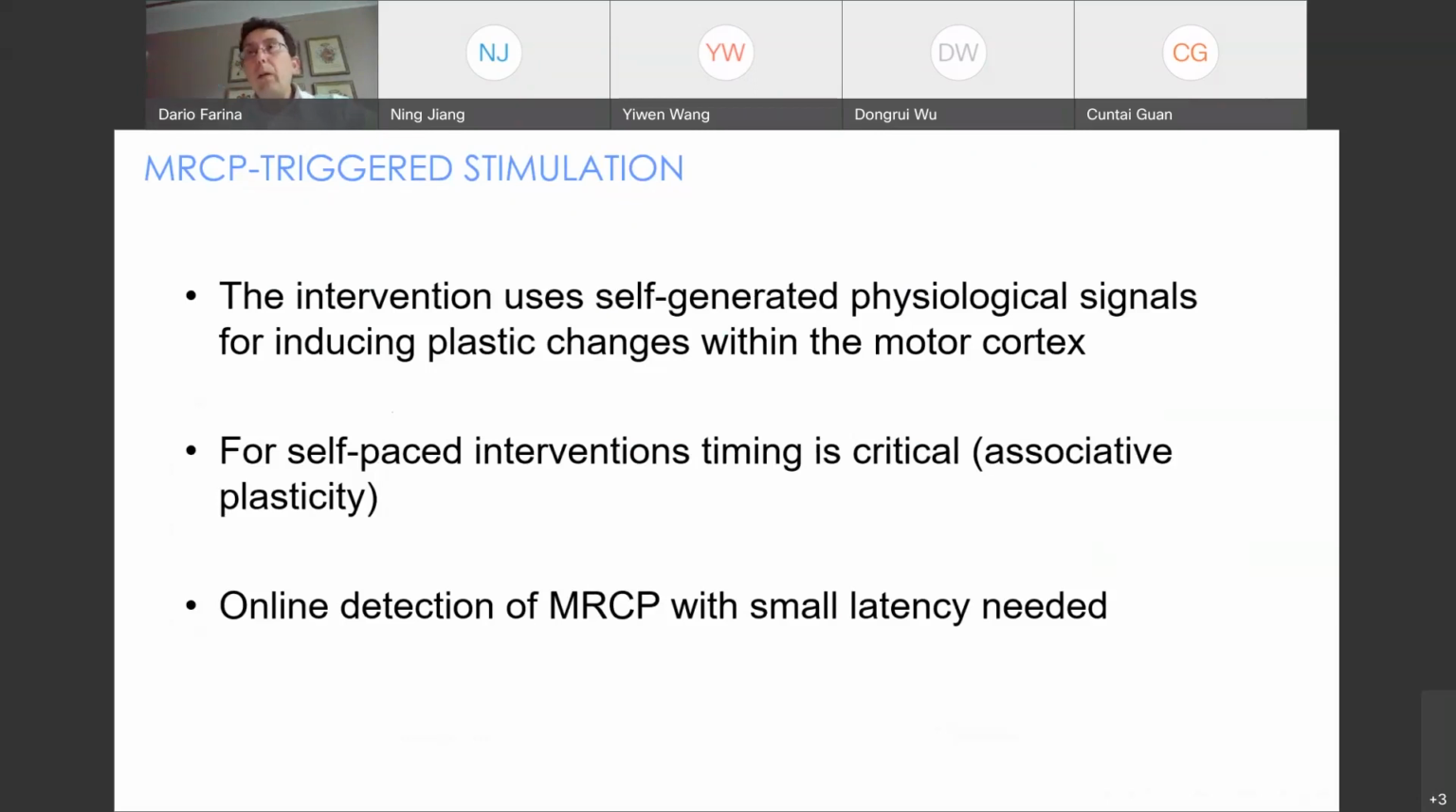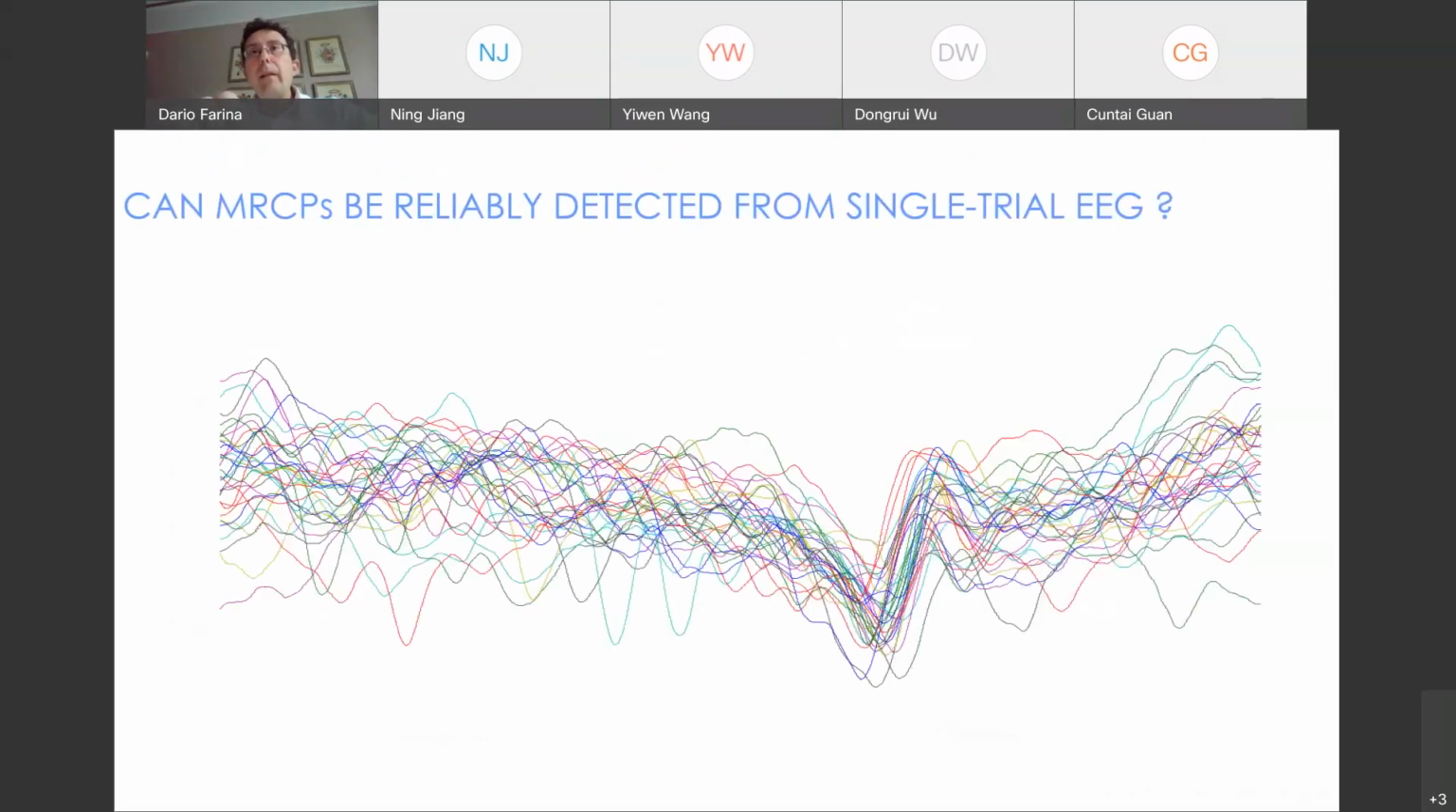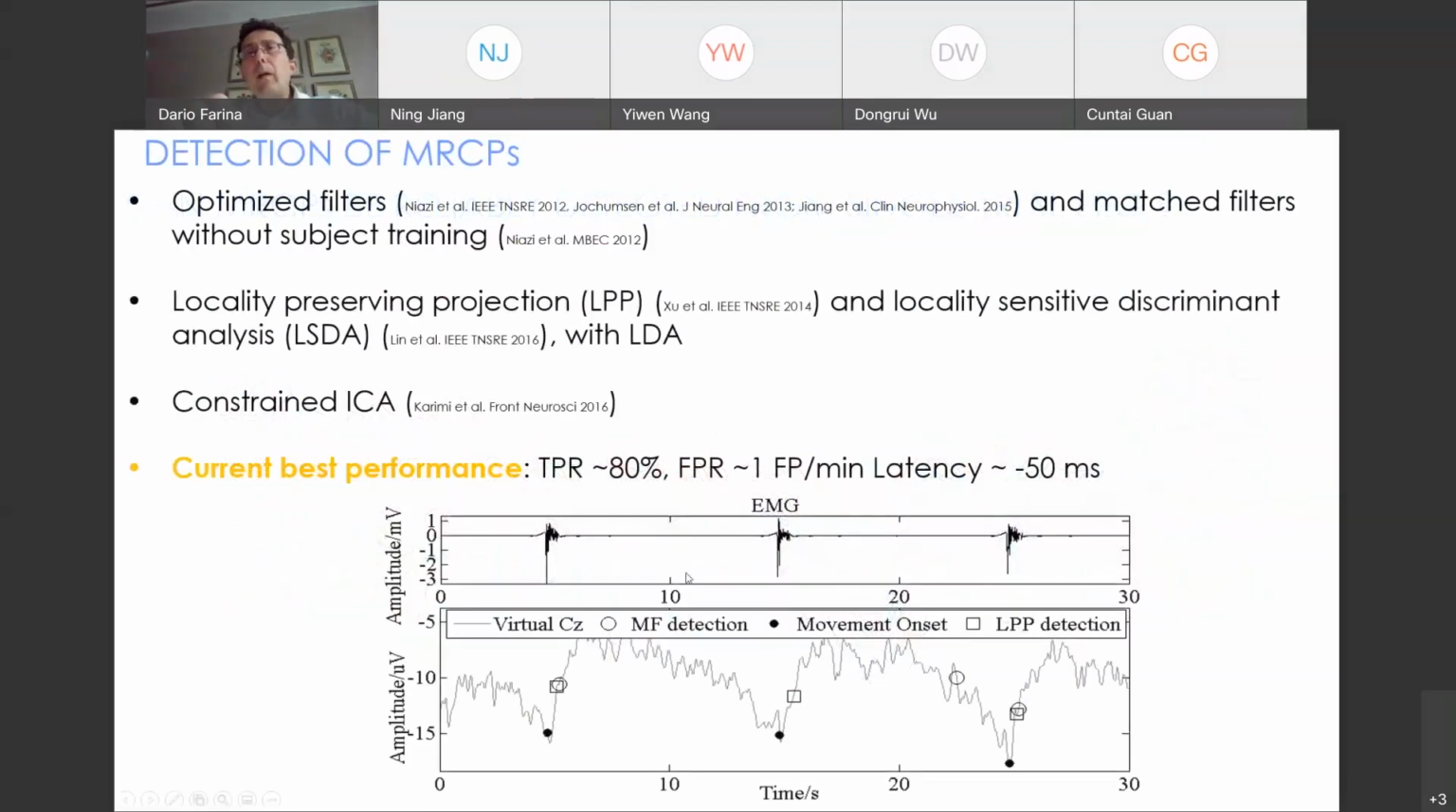Now, from the BCI point of view, the complexity of this paradigm is that it is necessary to detect these negative potentials in real time and in a precise way. And of course, single trial EEG, as you know, is very noisy. So now the question is if it is possible, with sufficient accuracy and sufficient time precision, to detect this type of potentials. And without going into details, this is indeed possible with a reasonable accuracy.